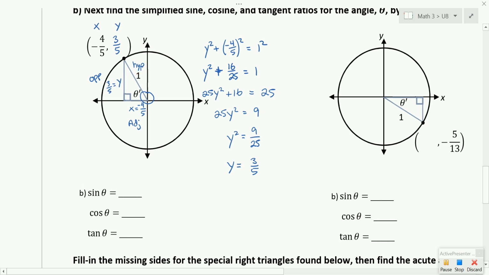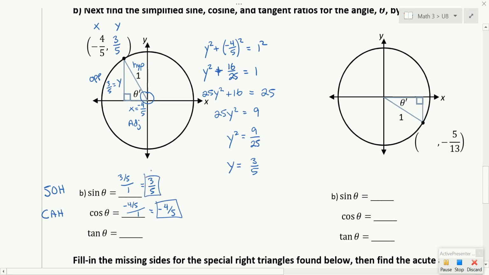Okay. And so sine is opposite over hypotenuse. And in our picture, opposite is a fraction, 3/5, and the hypotenuse is 1. So it's 3/5 divided by 1. Nice thing, though, is whenever you divide by 1, you just get itself, right? So 3/5. Cosine is adjacent over hypotenuse. So that would be negative 4/5. Don't forget the negative, over 1, which reduces to negative 4/5.